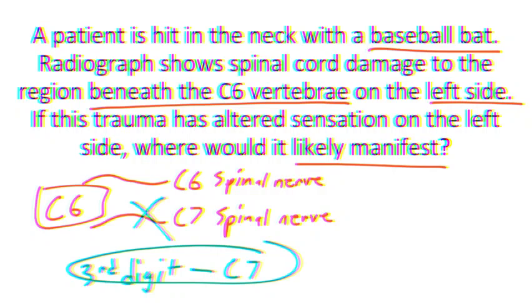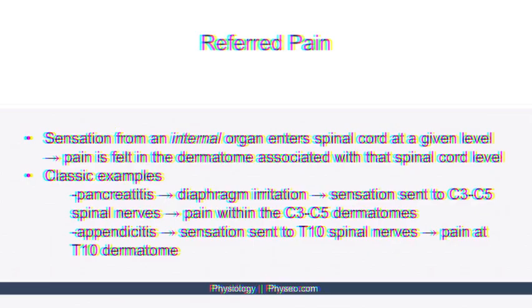So we would expect that there would be diminished or altered sensation along the C7 dermatome, which includes the third digit. And here we've said that there's damage to the C7 spinal nerve, but they are having altered sensation, not necessarily absent sensation. And absent sensation can occur if there's complete severing of the spinal nerve, meaning no sensation can get back in. And we will touch on this in a moment. So now let's talk about referred pain. Referred pain is sensation from an internal organ that enters the spinal cord at a given spinal cord level. Then the pain is actually felt in the dermatome associated with that spinal cord level.